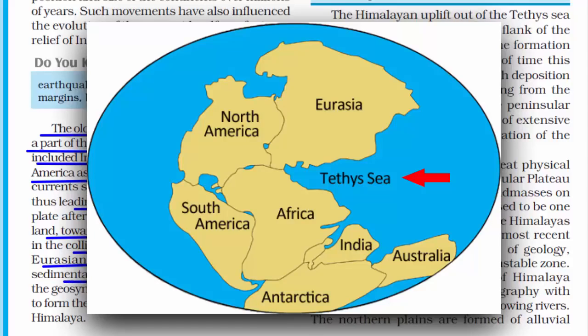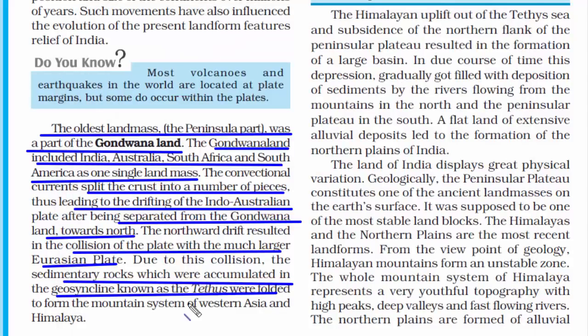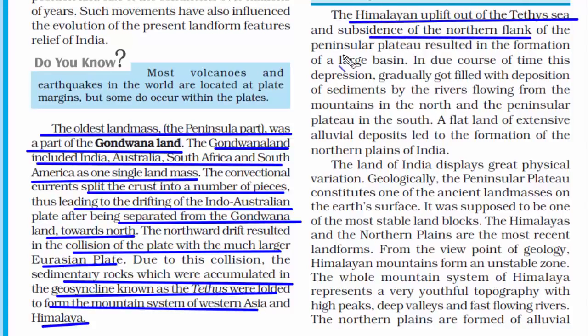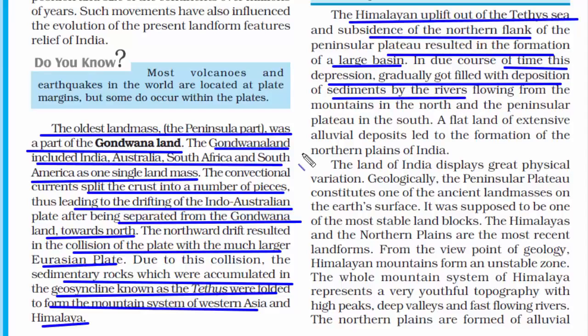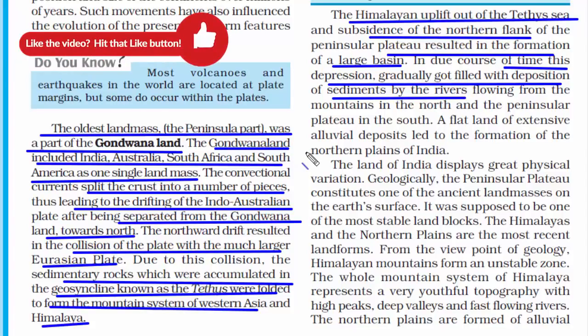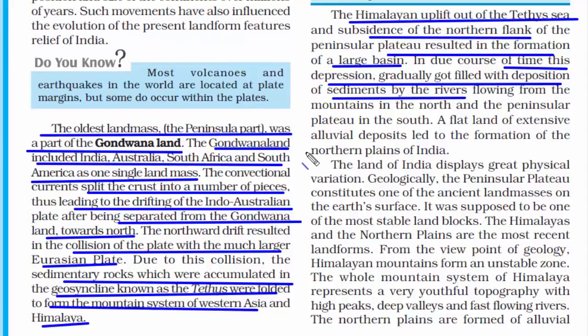So all the sedimentary rocks which were there at the bottom of the sea started folding up. As a result, the Himalaya was born. And that's why you'll see the land is uplifted in northern India. But in the northeastern side, there was a huge depression, meaning low land, which over time got filled with the deposition of sediments brought down by the rivers flowing from the mountains in the north. And this is the reason why Ganga and Brahmaputra drain in that region.